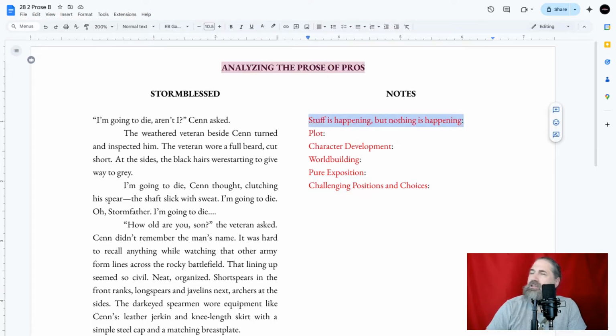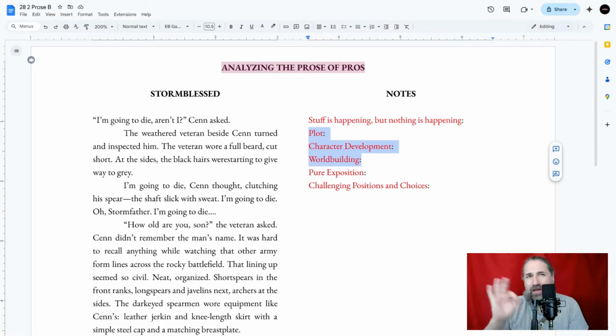As I said earlier, stuff is happening, but nothing is happening. That's usually if it's just description for description's sake or exposition for exposition's sake. And these 3 things are for things to happen, because the narrative is made of plot and story. We already talked about that. Story is through the emotional experience of the characters. So plot, character, and world building have to be through the POV of a character. If it is not, then it is pure exposition or pure description, and that becomes stuff is happening, but nothing is happening.